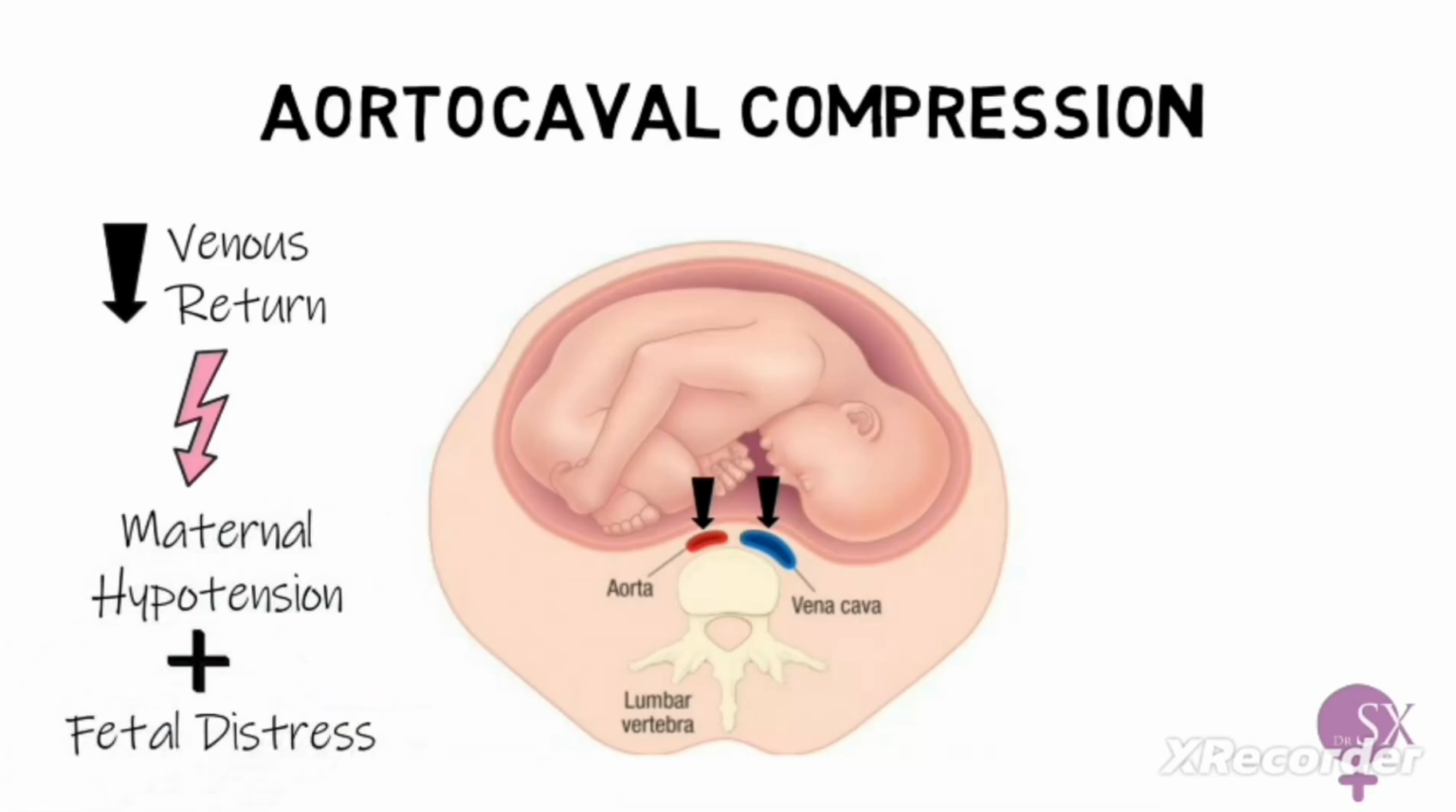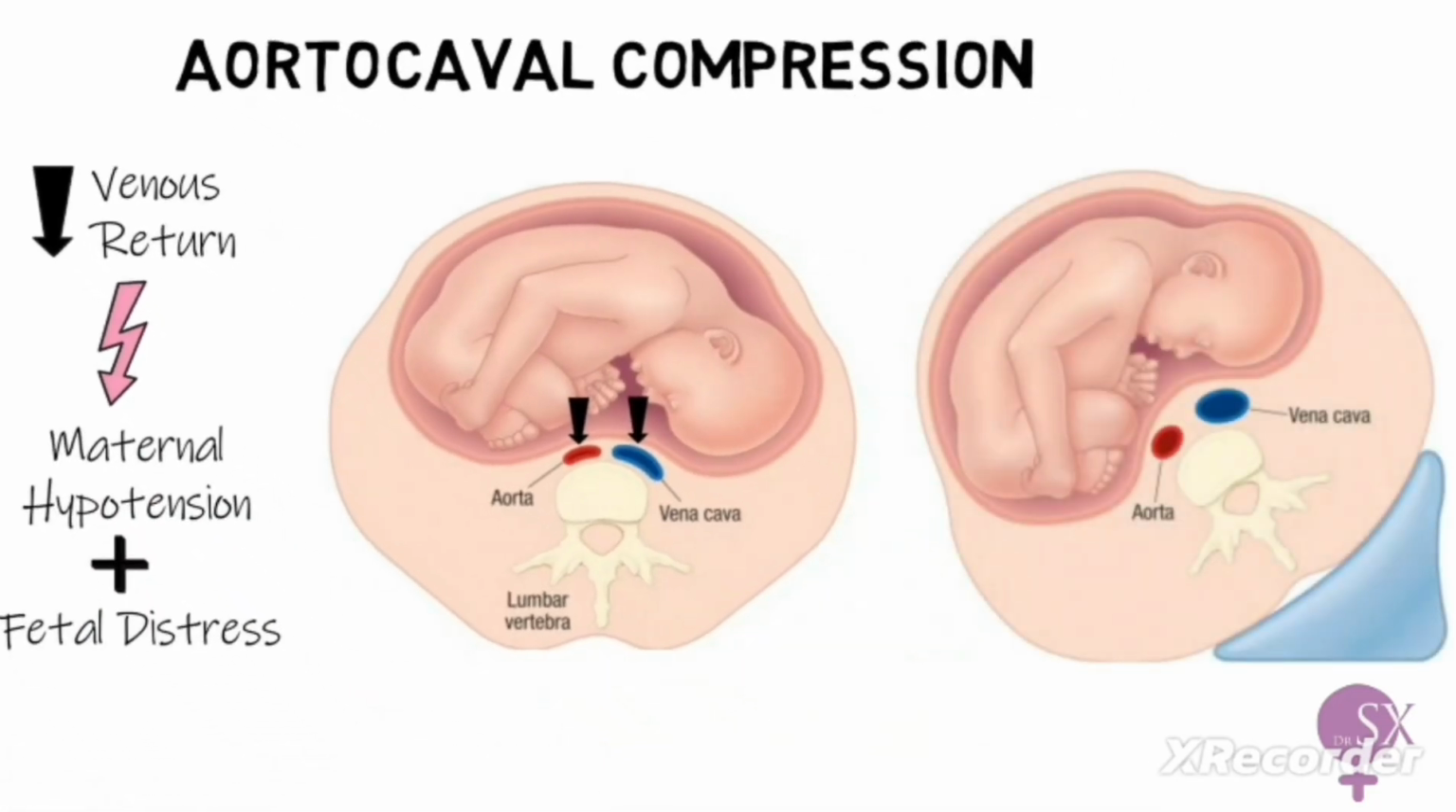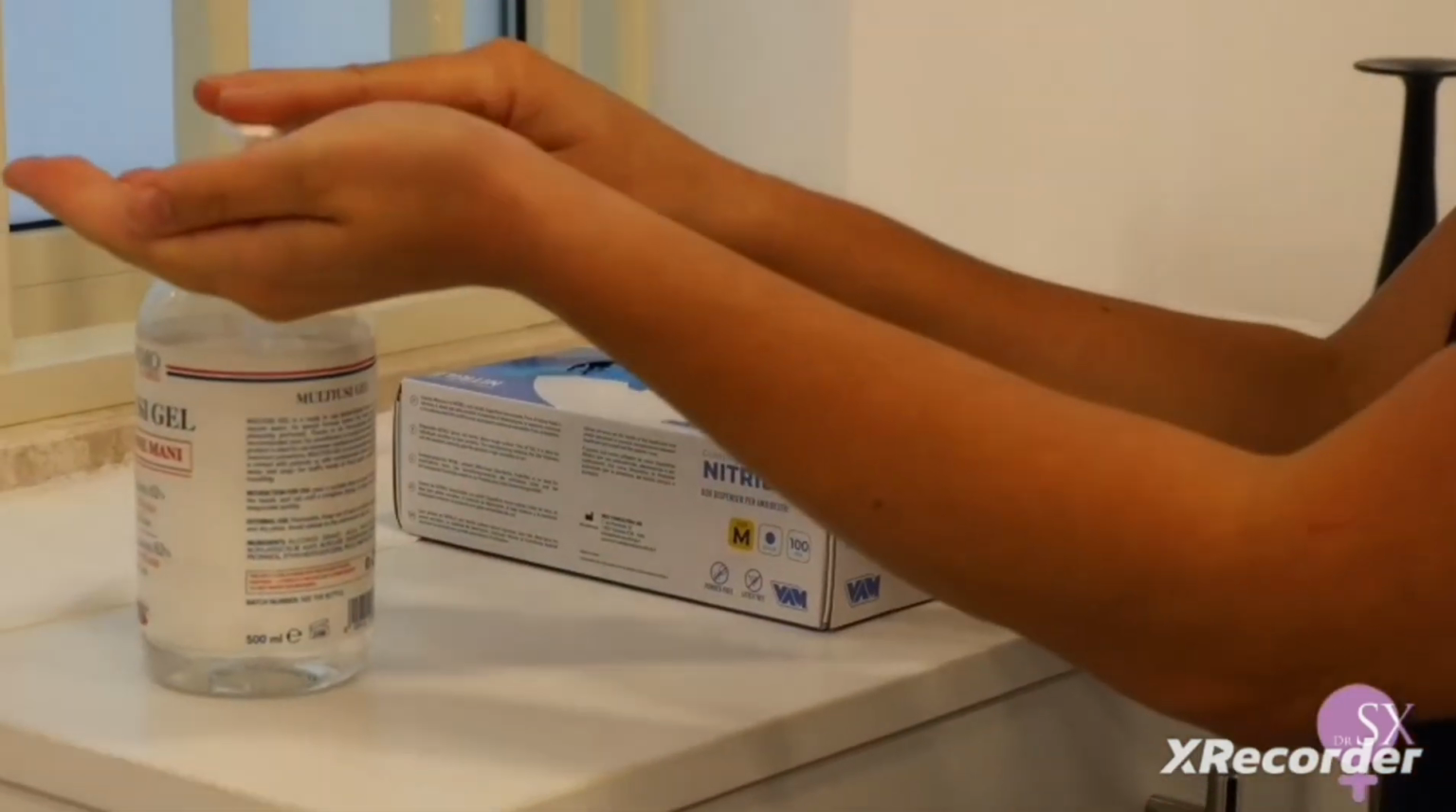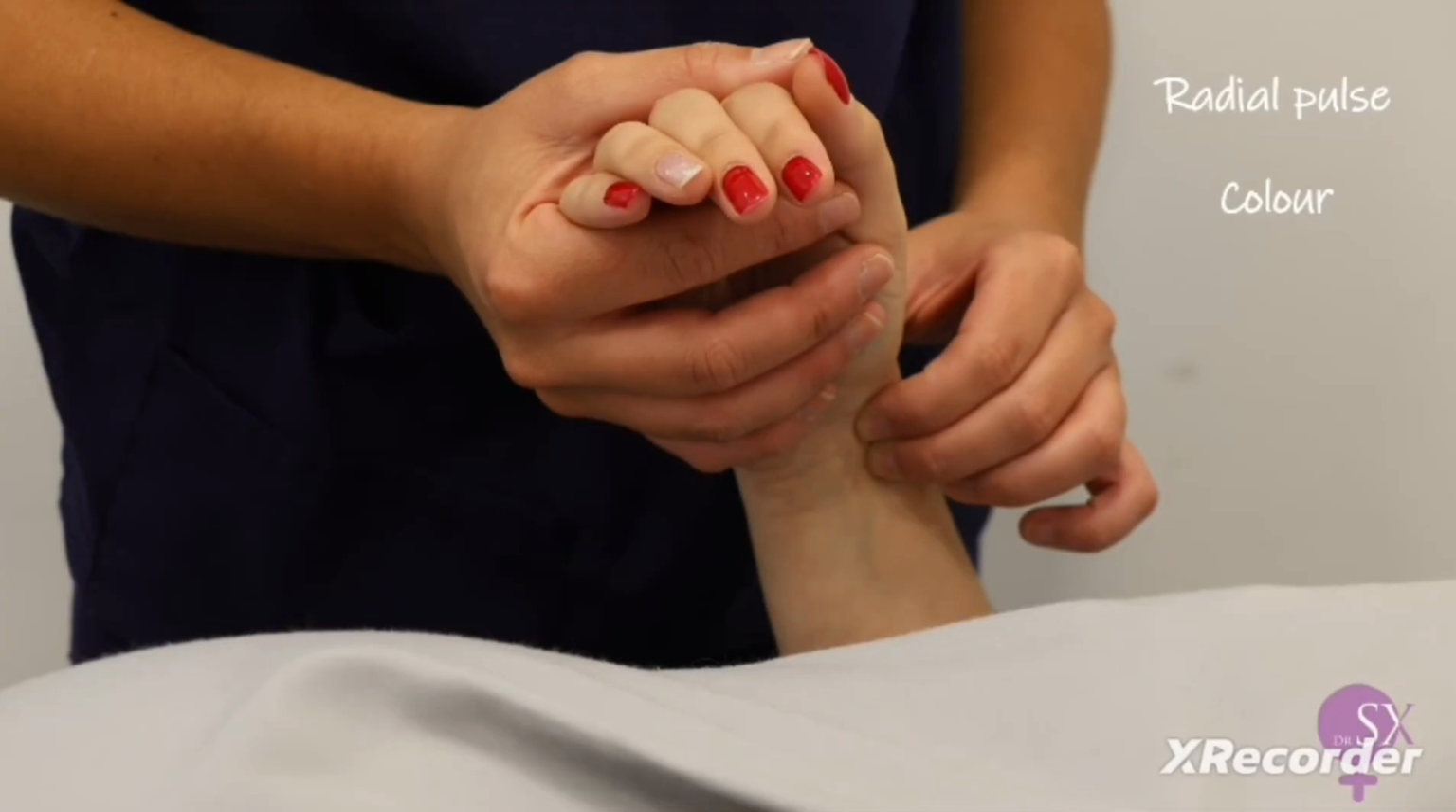Next we are going to start off by sanitizing our hands, then helping the patient onto the couch, making sure that she is comfortable, and then asking her if she is okay to proceed with the examination. After gaining consent, we start off by looking at her hands.